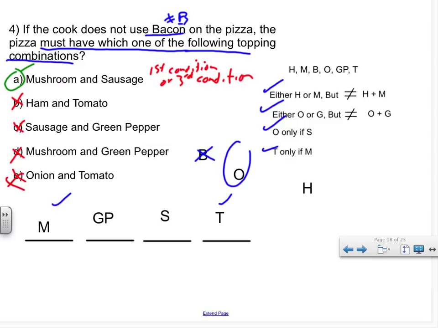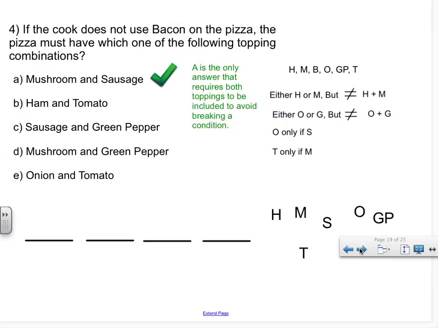And A is the correct response. So just to recap, A is the only answer that requires both toppings to be included to avoid breaking a condition.